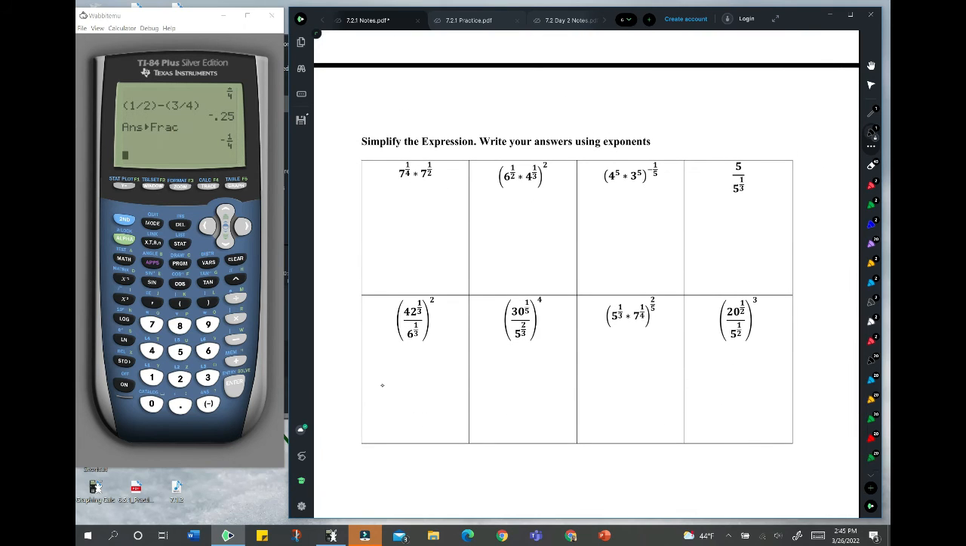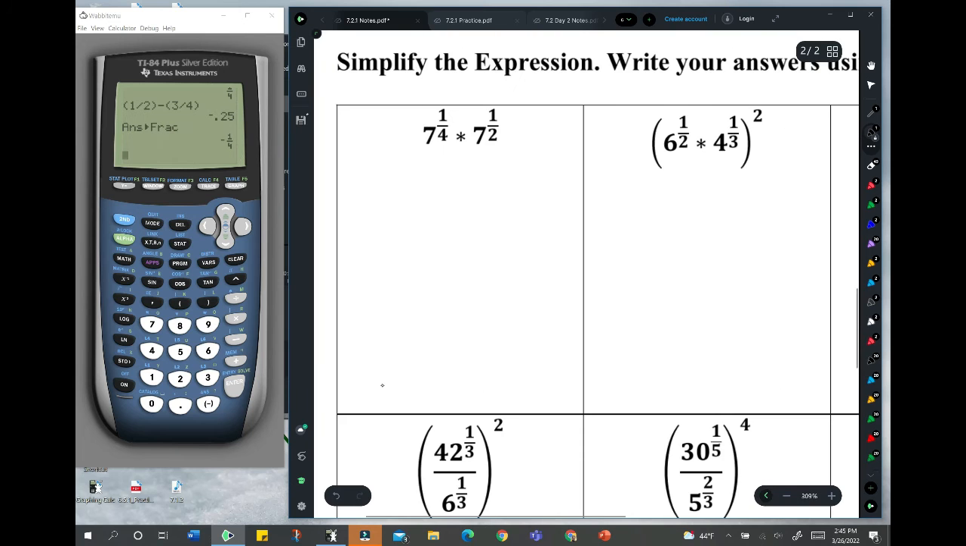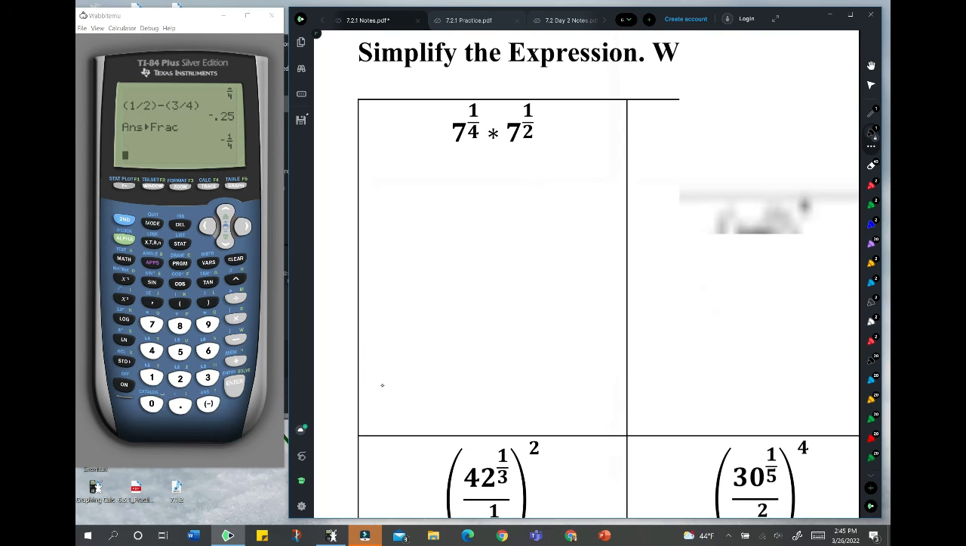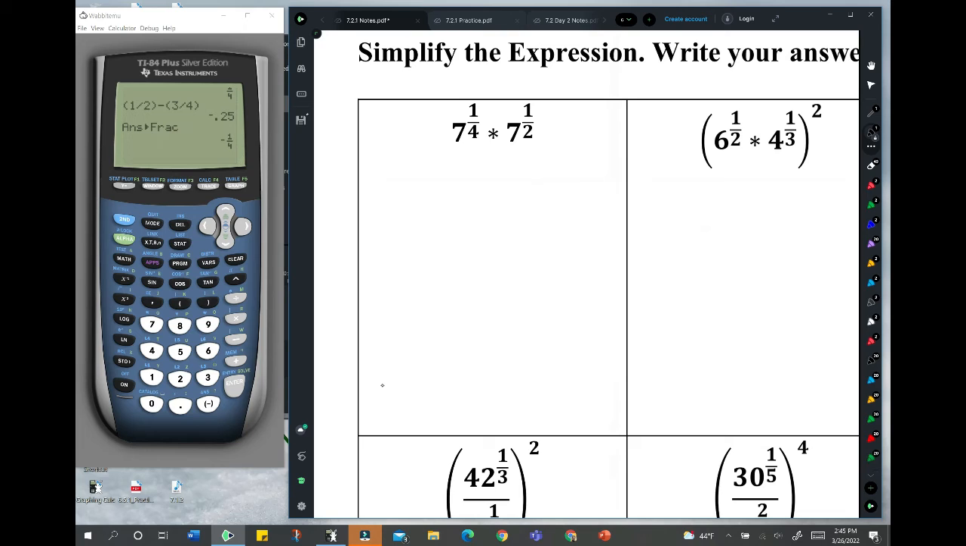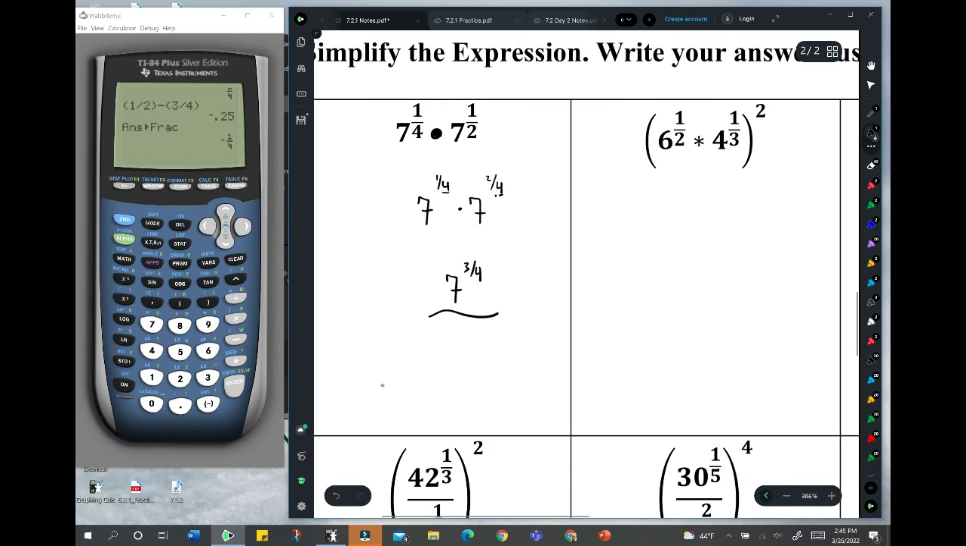So simplify the expression, write your answers using exponents. Really, this is just some more practice of those properties we just did. So remember, same base, multiplication, you just add. So 7 to the 1/4 plus 1/2. If you want to try some of these in your head, it's really 1/4 plus 2/4. You have to have the same denominator to add them. So that's 7 to the 3/4, and you're done.